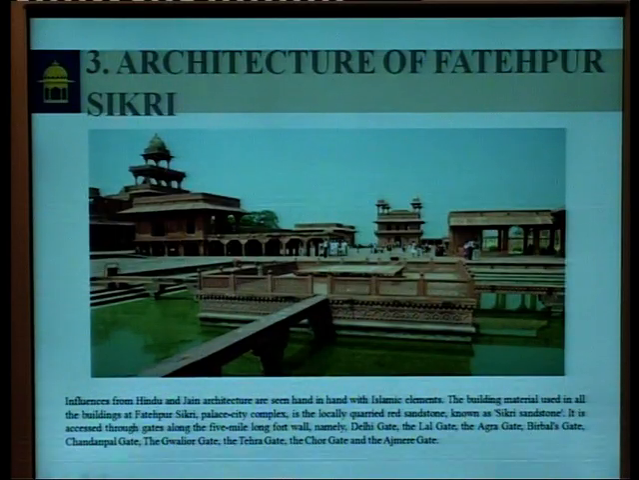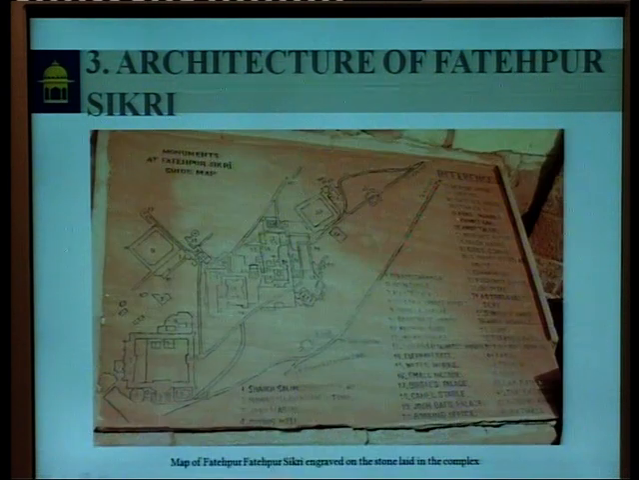The city is accessed through gates along the 5-mile long fort wall, namely the Delhi Gate, the Lal Gate, the Agra Gate, Birbal Gate, and so on. And so it was a capital city. There needed to be a well thought out security system, and it was on a hill, and there were many gates before the enemy could penetrate.